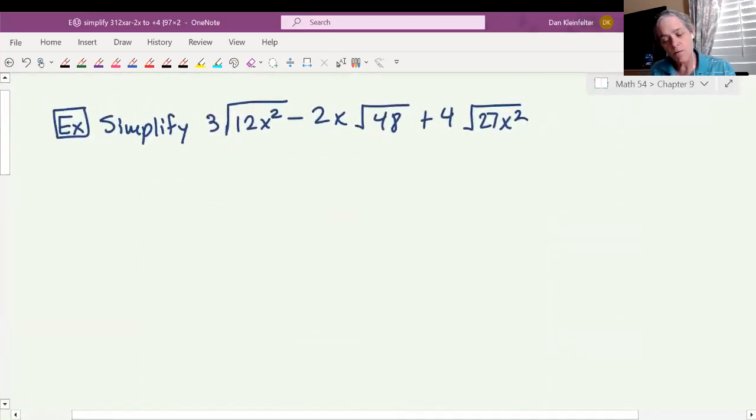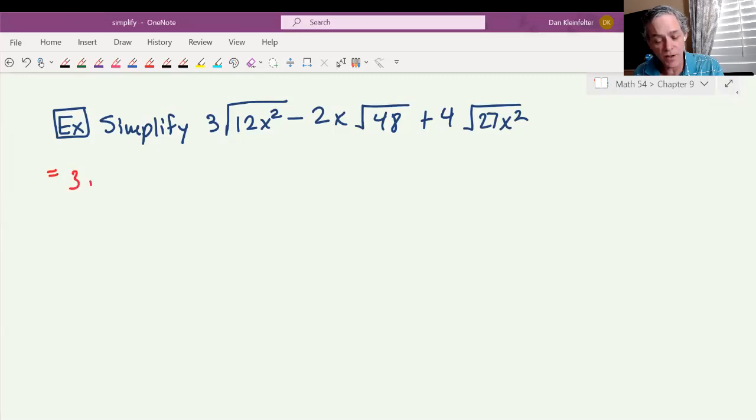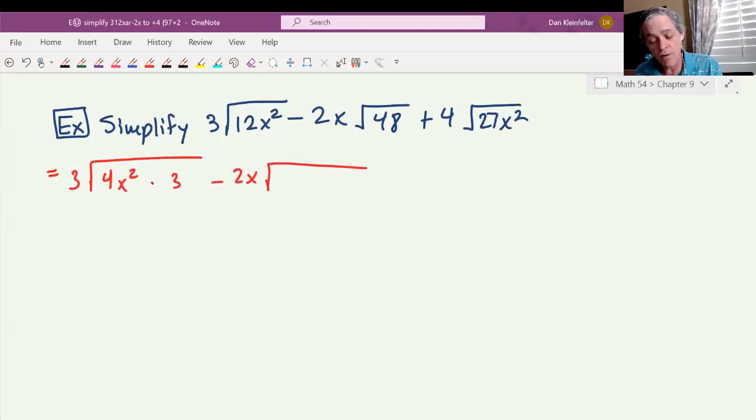So with this one, we have the square root of 12x squared, a square root of 48, and a square root of 27x squared. So I can see that middle radical doesn't have an x in it. We'll see what happens. Okay. For the 12x squared in the first term, I'll separate 4x squared from the 3. And then in the middle term, that 48, once again, is going to be 16 times 3.